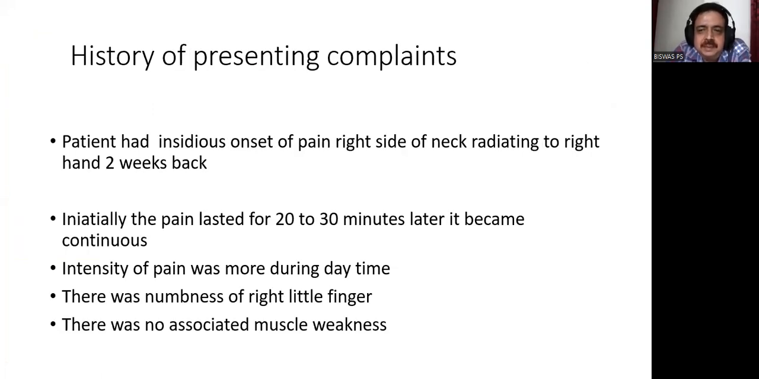History: the patient had an insidious onset of pain on the right side of the neck radiating to the hand, of 2 weeks duration. Initially, the pain lasted for 20 to 30 minutes and later it became continuous. The intensity of pain was more during the daytime. There was also numbness of the right little finger, and no associated muscle weakness. There are no relieving or aggravating factors.